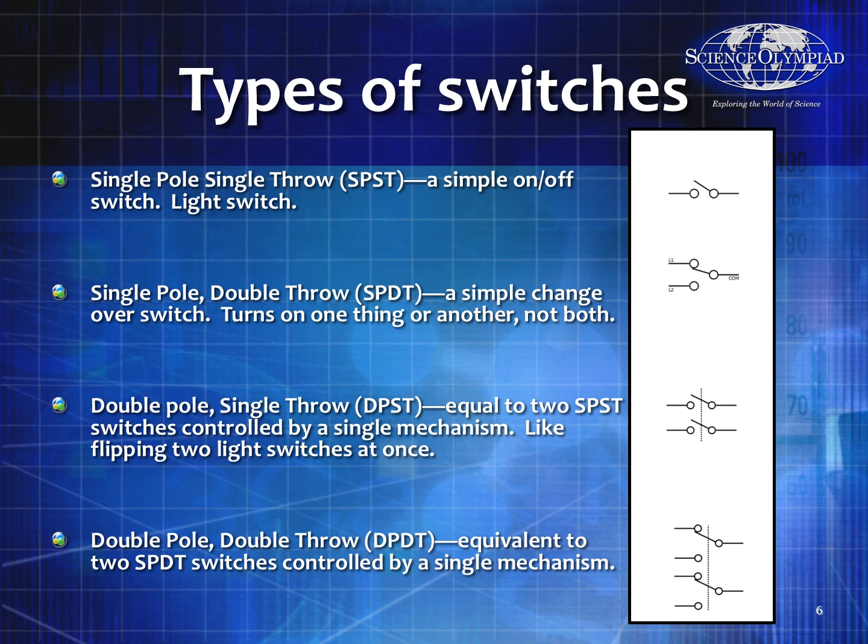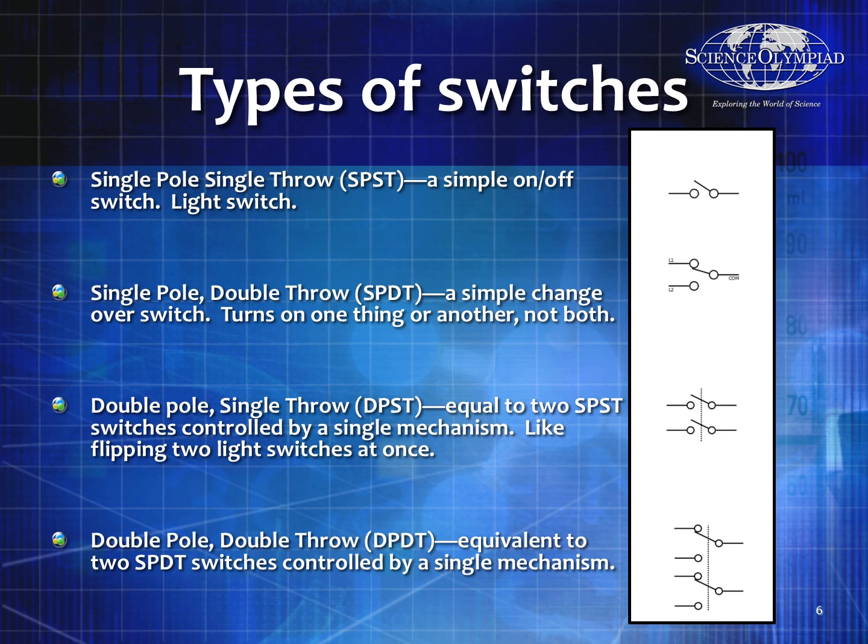A single pole double throw switch is a changeover switch. In other words, if you've got a common coming in, it'll either go to the left or the right. Now this one is quite often used in three-way switches.